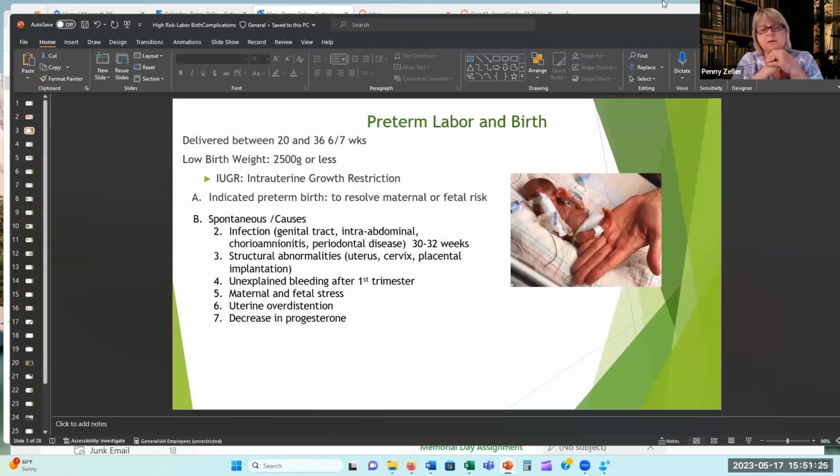Wherever the placenta is planted, it might be abnormal implantation of the placenta, and they go into labor. Unexplained bleeding after the first trimester: we don't know why she's bleeding, and so we can often see those clients come in and deliver early. Stress, uterine overdistension, the progesterone, for some reason, the progesterone levels drop. Sometimes, of course, trauma will cause a woman to go into labor.